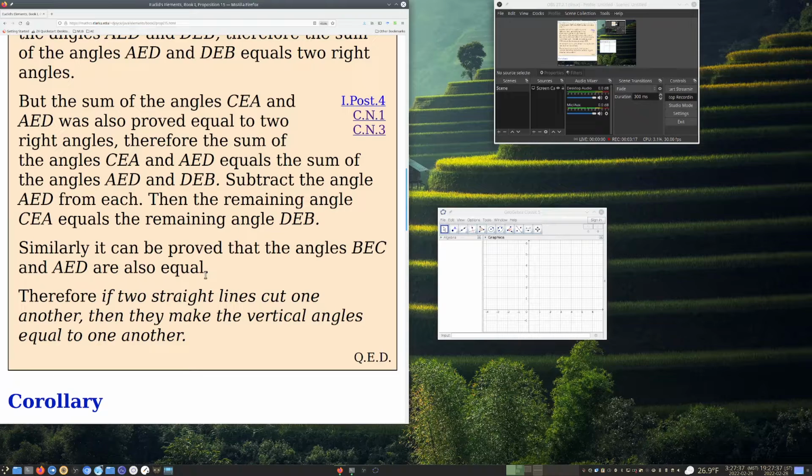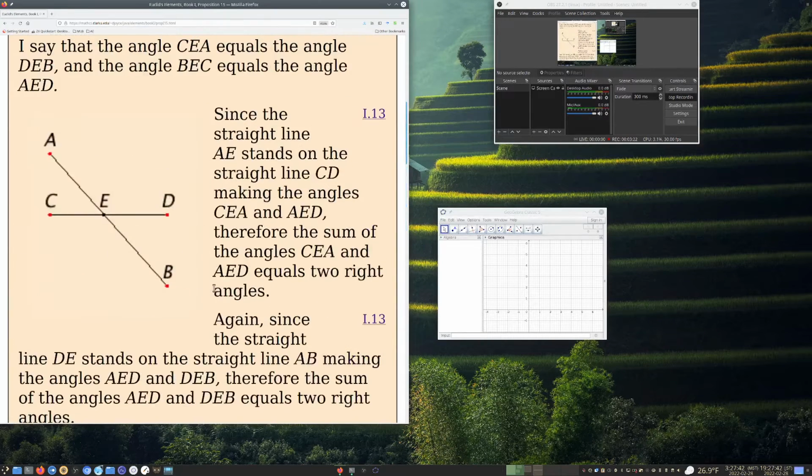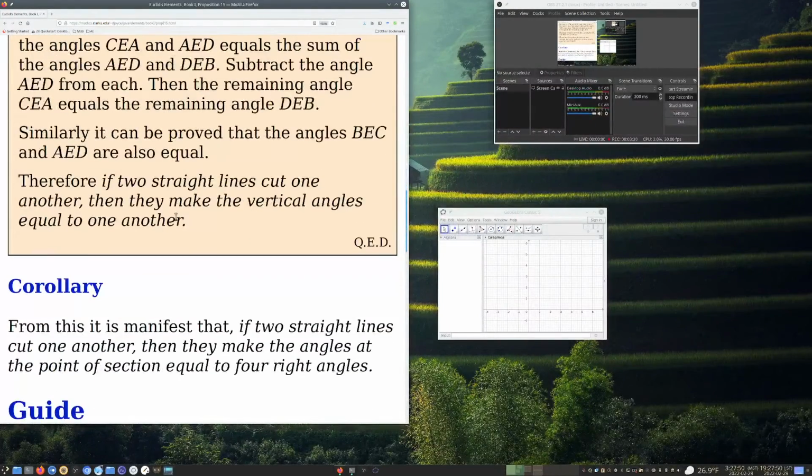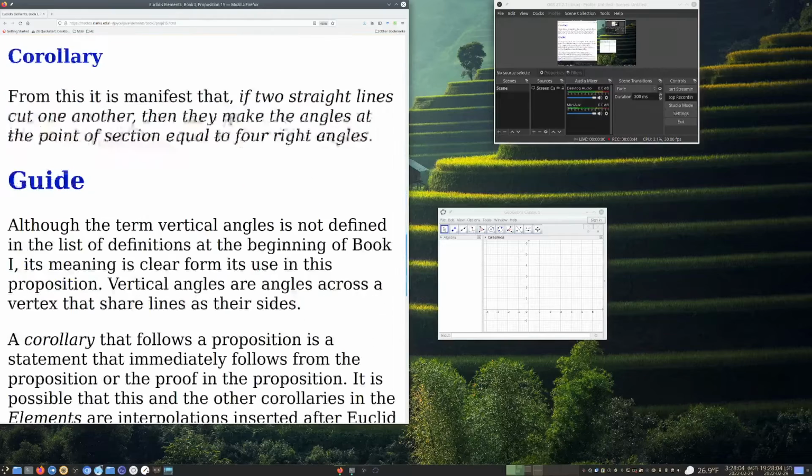Right. And the argument is completely symmetrical. You can prove it for BEC and AED. Therefore, if two straight lines cut one another, then they make the vertical angles equal to one another. Corollary. From this, it is manifest that if two straight lines cut one another, then they make the angles at the point of section equal to four right angles, right? Because you just add them. Because a straight line is two right angles, and then on the other side it'd be two more right angles.